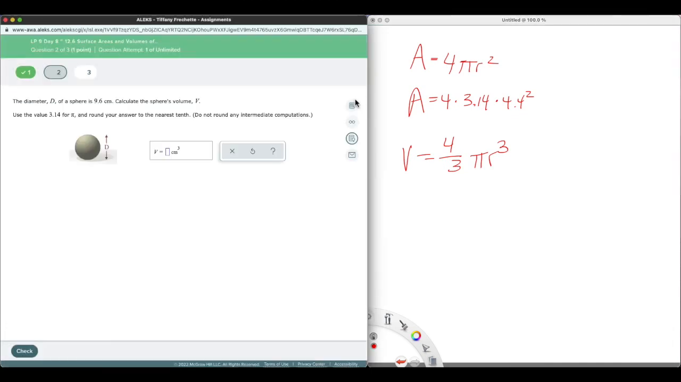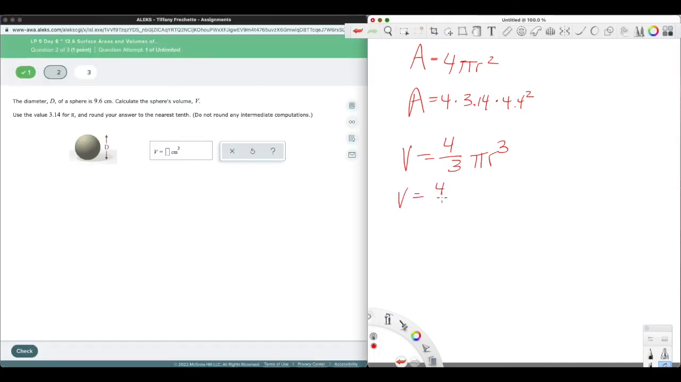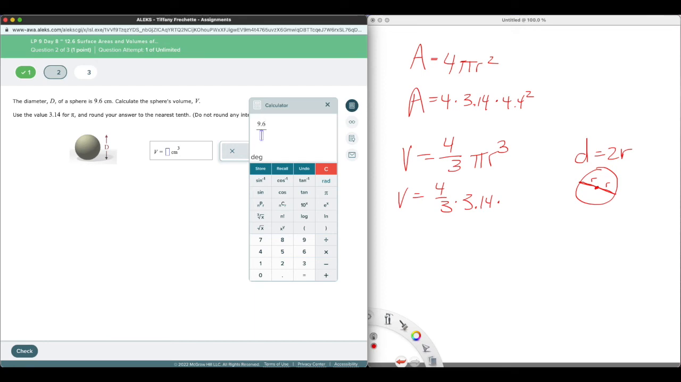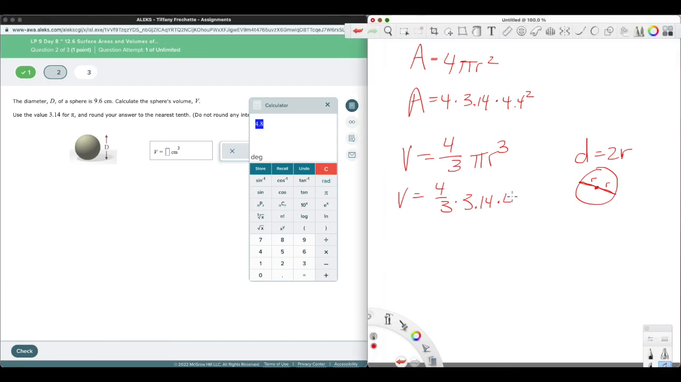All right, so let's go ahead and put 4/3 times 3.14 times, and they don't give us the radius, do they? They give us the diameter, but remember diameter equals 2 radii. If we're thinking about a circle again, diameter goes all the way across the circle. Radius goes from the center to the side, and a diameter just does that twice. So if it's 9.6 for a diameter, I just simply have to divide that by 2, and that'll tell me what the radius is. So the radius of this is 4.8, and I can cube that. All right, so let's go ahead and type this in.